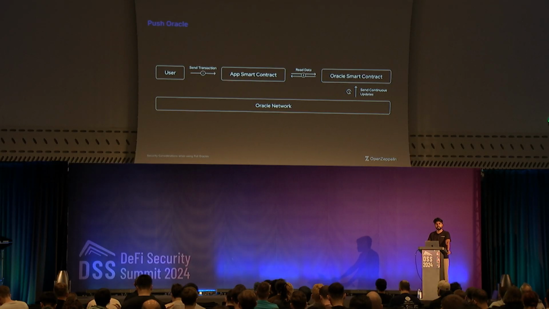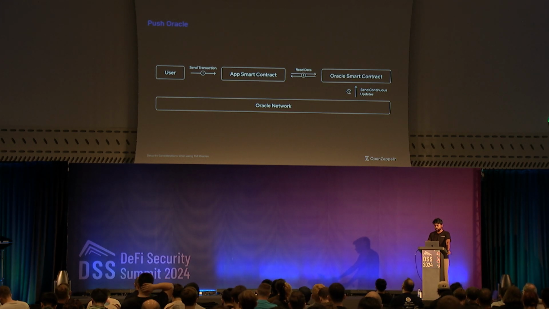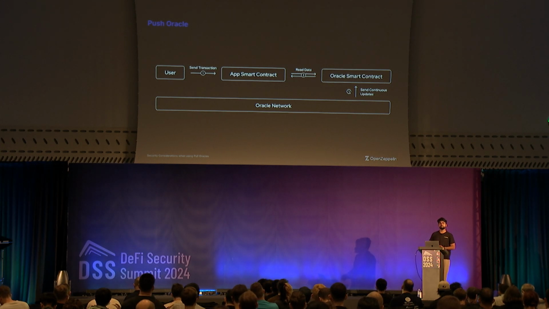A push oracle is very simple. Whenever a user needs to interact with an app, they just send a transaction to the app smart contract, and that in turn reads data from the Oracle smart contract. The responsibility of updating the Oracle smart contract is with whatever Oracle network you're using. So let's say Chronicle or Chainlink, they'll continuously update the prices or whatever other data you're using in their Oracle smart contract, and you can directly just call this.